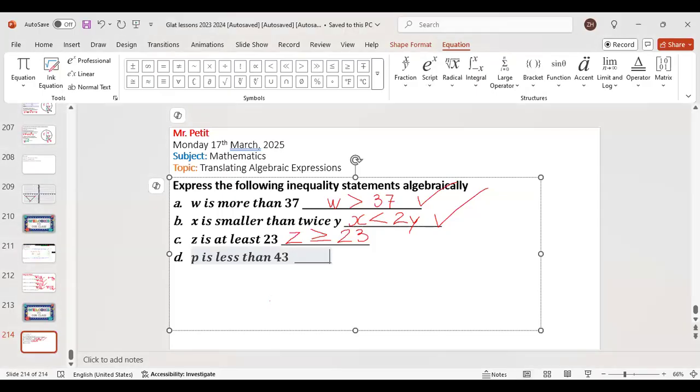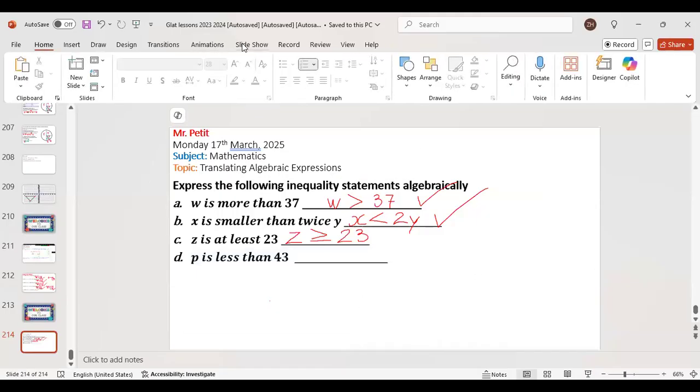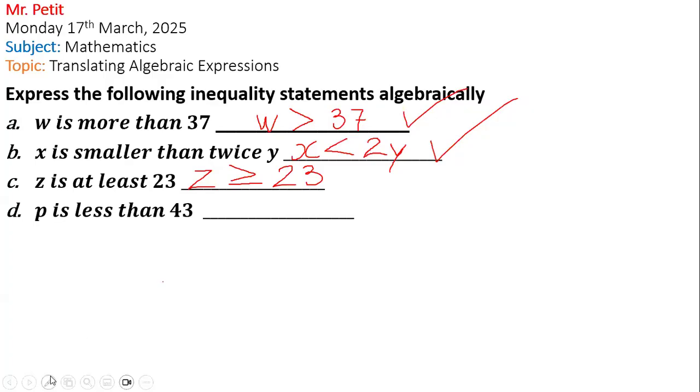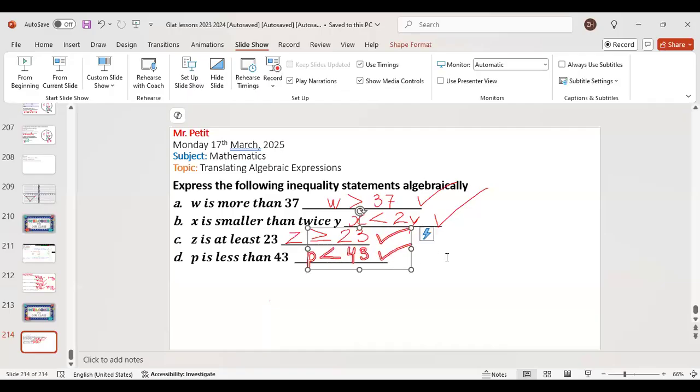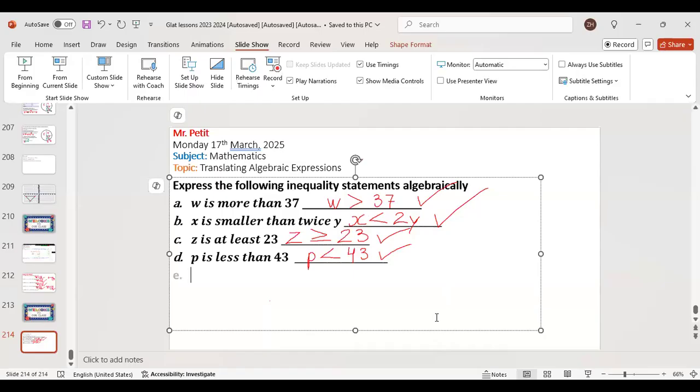Now this one is too easy, right? How are we gonna write that? P is less than 43. Very good. P is less than what? 43. Very good. That one is pretty simple. Class, do we understand this one? P is less than 43. Yes, sir. Okay, that one was the easy one. Let's move up the ranks.